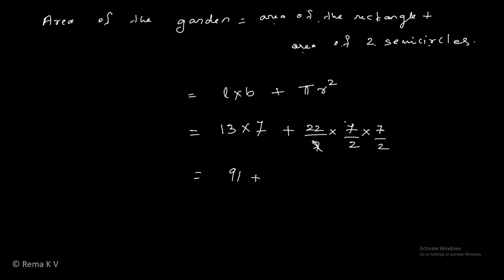Okay, 1 7 get cancelled here. Then cancelling this 2 and 22, you will get 11. 11 into 7, 77 by 2, which is 38.5. Half of 77 is 38.5 and the total is 129.5 meter square. Okay, it is 129.5 meter square.